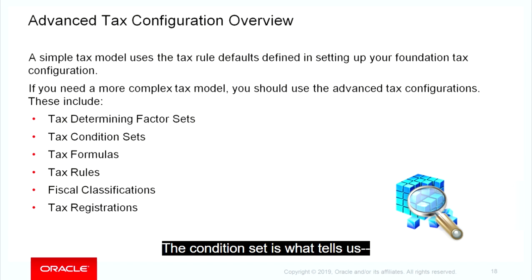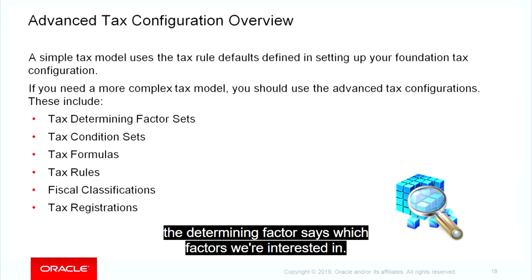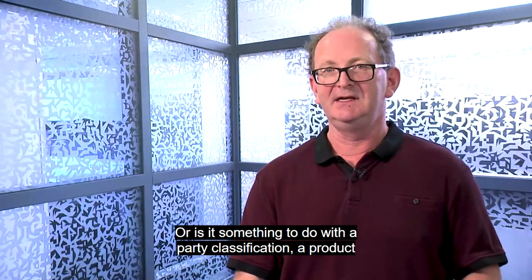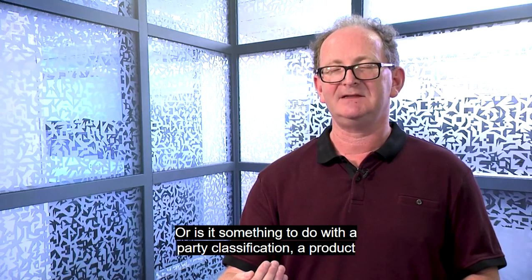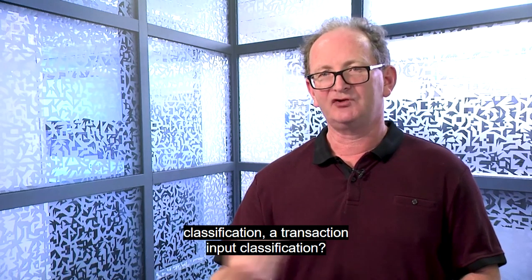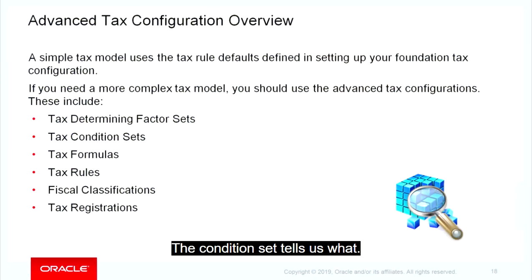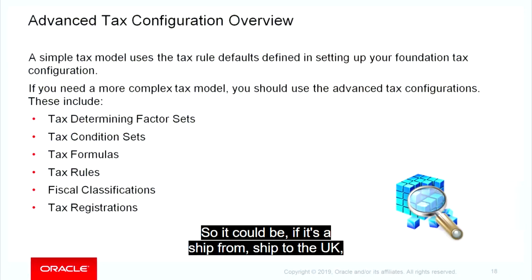So the determining factor says which factors we're interested in. Is it further down a fiscal classification? Is it something to do with a party classification, a product classification, a transaction input classification? The condition set tells us what. So it could be if it's a ship to the UK, if you're registered or non-registered, that's where your determining sets come into play. A condition set is then attached to a tax rule.